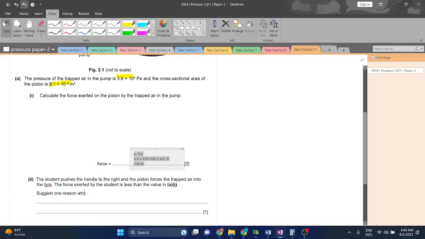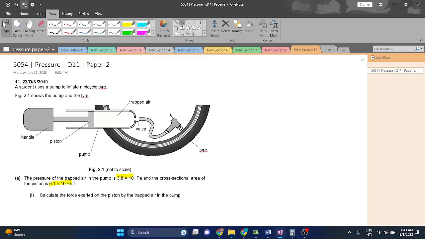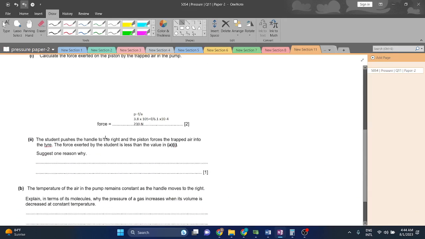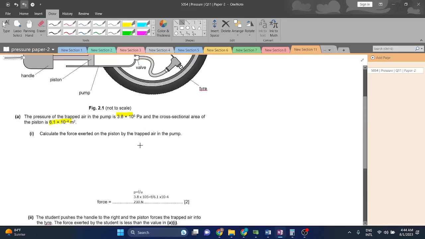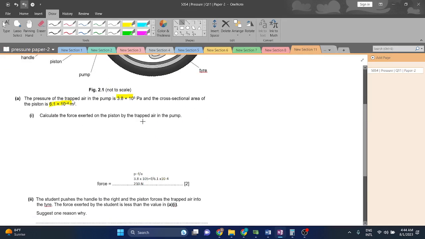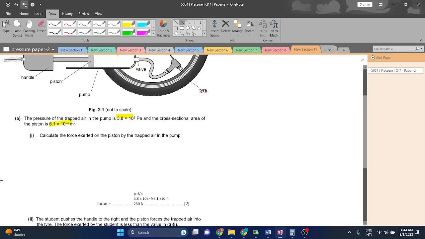The student pushes the handle to the right. So the student is pushing the handle to the right, and of course, he is applying some force. And the piston forces the trapped air into the tire. Of course, the force exerted by the student is less than the value in A.